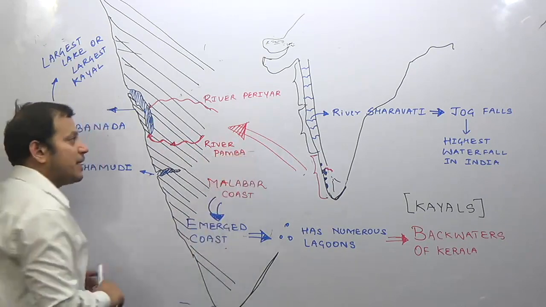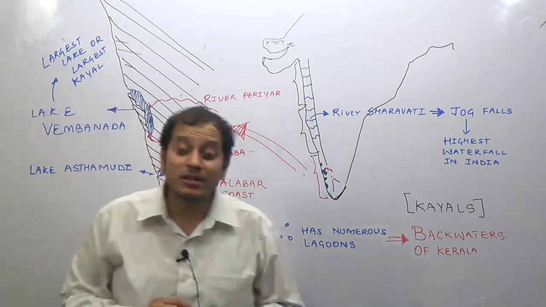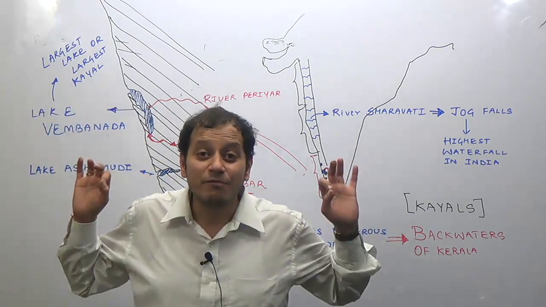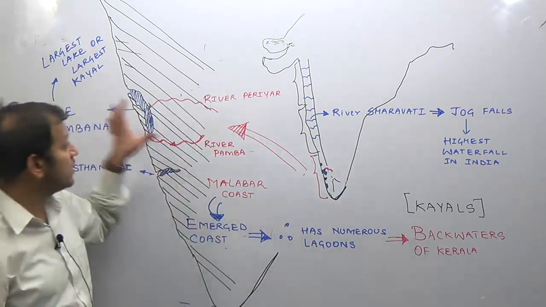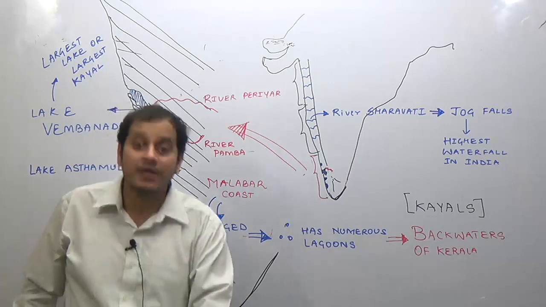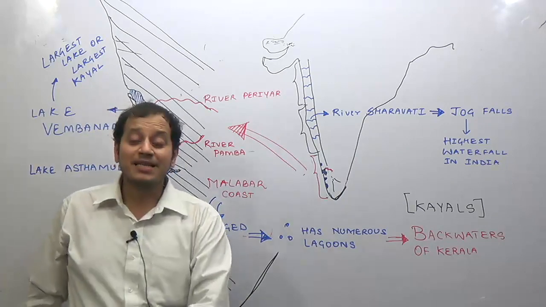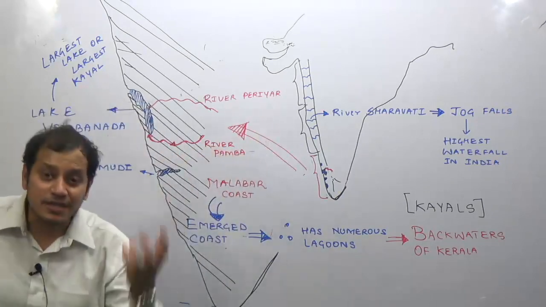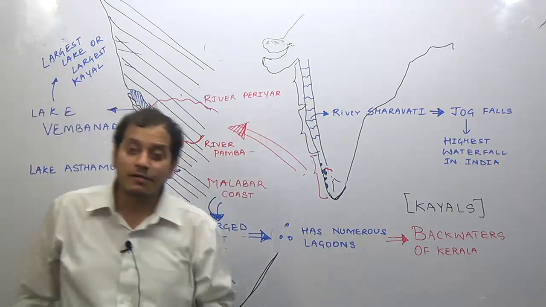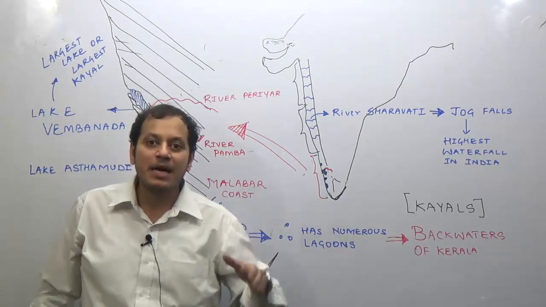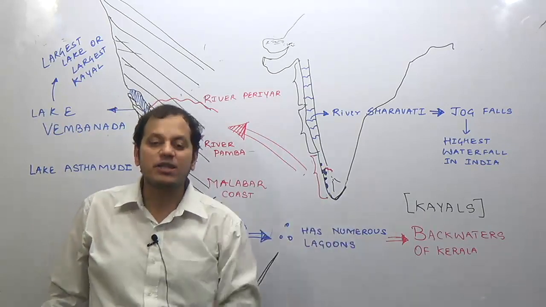River Pamba and River Pambiyar. So remember, the two rivers which flow into Lake Vembanad, a map-based question, are River Periyar and River Pamba or River Pambiyar. It can come in the examination. In which state is River Periyar located? Kerala. In which state is River Pambiyar or River Pamba located? Kerala.